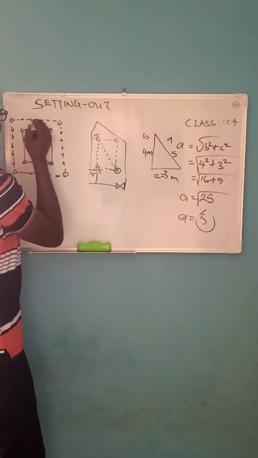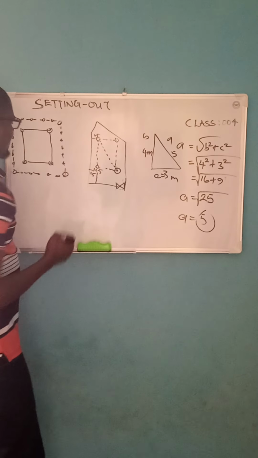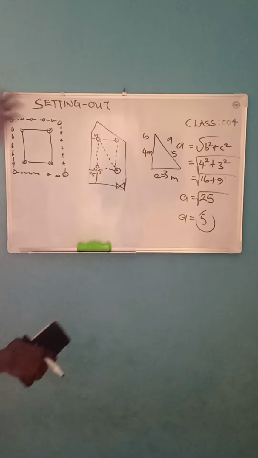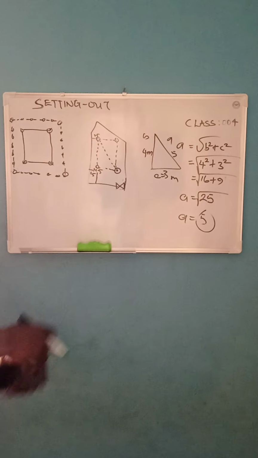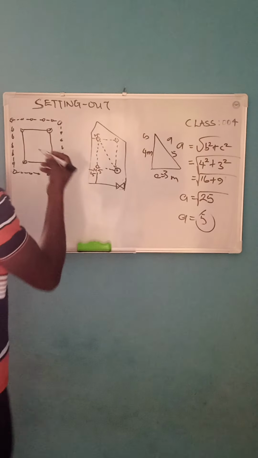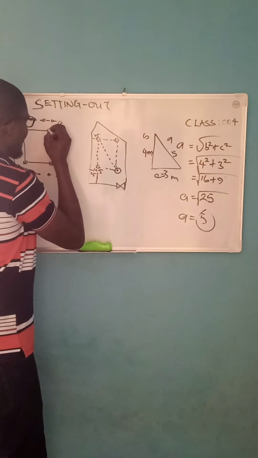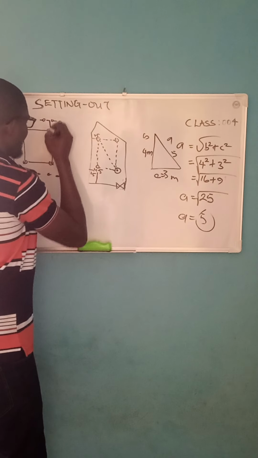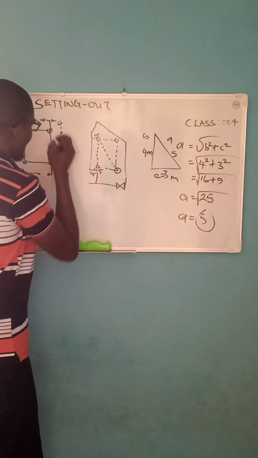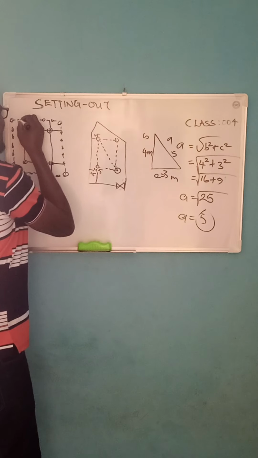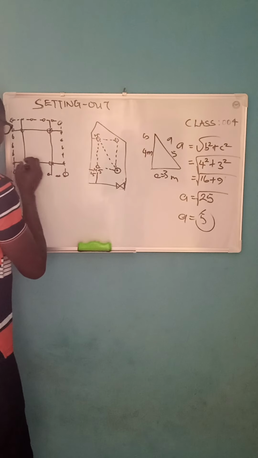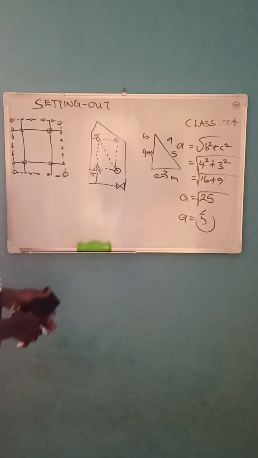You know, I have seen how your building is being set out before. You now use your pro-line around on top of them. Then followed by transferring these points here to this point, to this point, to this point, transferring them to this pro-line. Transfer all of them. How do you transfer all of them?